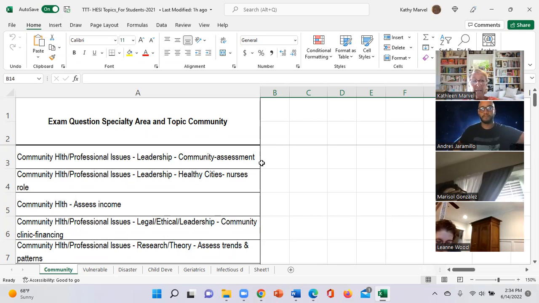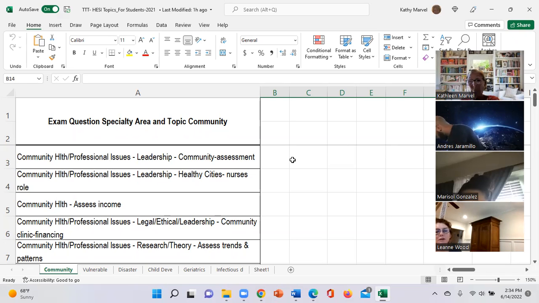So community assessment. So exam question, specialty area and topic. Okay, so this is in the community section. So they're asking something about community assessment. I don't know what it's going to be. What do you think it could be? What are the steps to do a community assessment? What are the first steps? What do you have to do? What do you think? What's a community assessment?